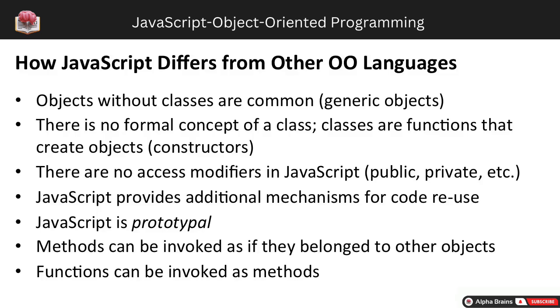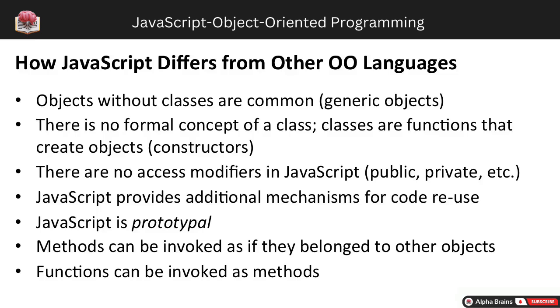In JavaScript, there are no access modifiers, like public and private. JavaScript provides additional mechanisms for code reuse to make up for some of these deficiencies. JavaScript is prototypal, something we'll be talking about more later on. In JavaScript, methods can be invoked as if they belong to other objects or classes. And lastly, functions that aren't associated with an object can be invoked as if they were methods of an object.